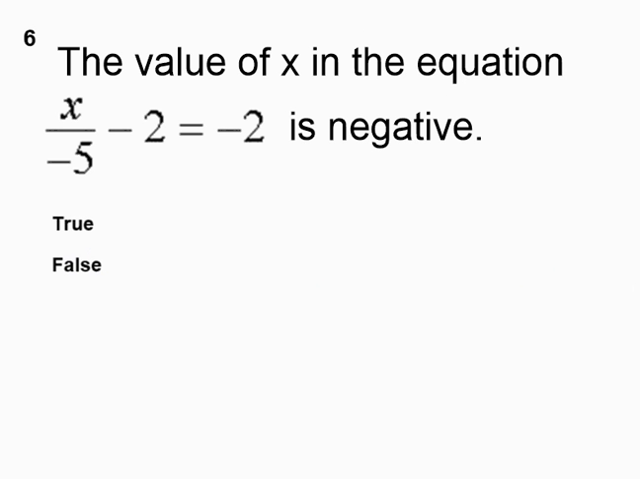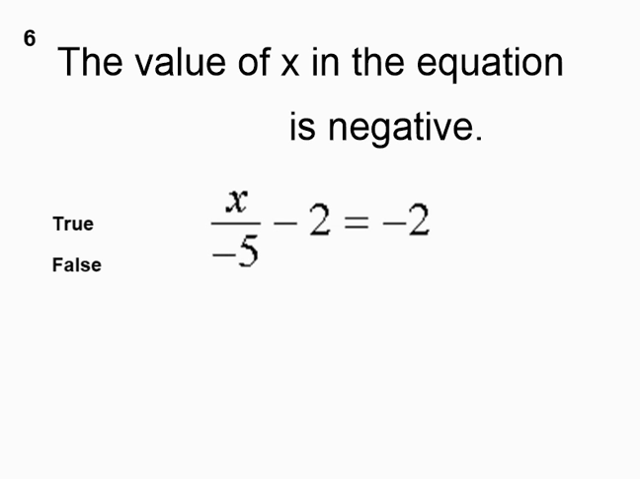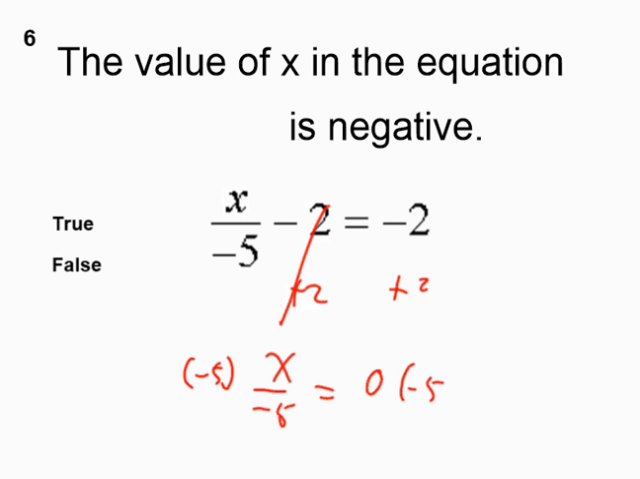Question 6, the value of x. So what we're going to do here is just grab this equation and isolate the variable. I'm going to get rid of the constant first by adding 2. And then at this point, I'm going to multiply both sides by -5. And x is equal to 0 times -5, which is 0.